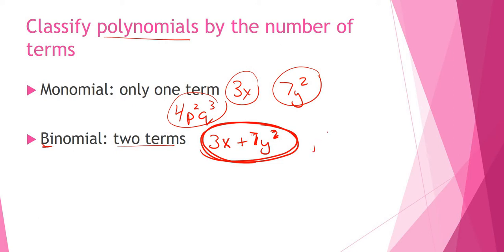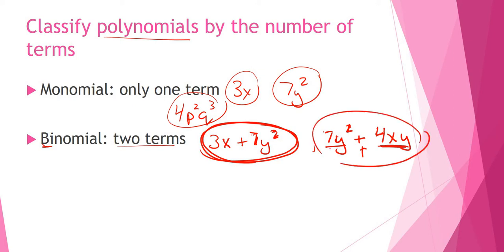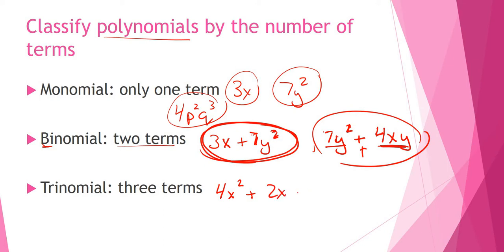Another example of a binomial would be 7y squared plus 4xy. Again, each one of these individually is a term. We join them together. Two terms joined together form a binomial. Trinomial, three terms. So pick any three terms that you can think of. 4x squared plus 2x plus 7. So three terms joined together.